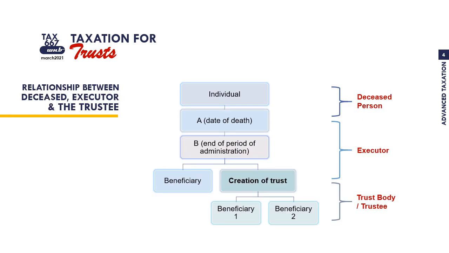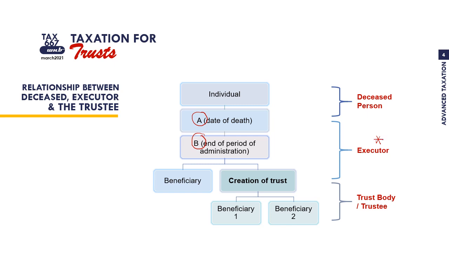In this slide, I would like to show you the relationship between the deceased person, executors, and the trustees. It is a relationship between what you have learned in chapter 1 before and what we are going to learn in this chapter. So here we have an individual, which is the taxpayer. From point A here up until point P here, all the affairs related to the estates of the deceased person will be administered by the executors here.